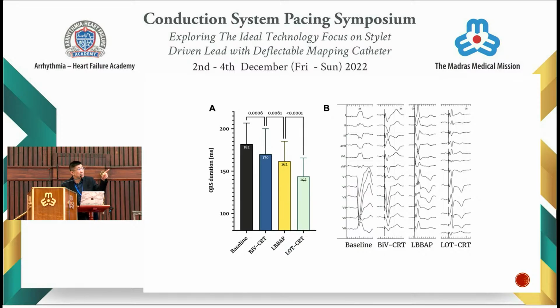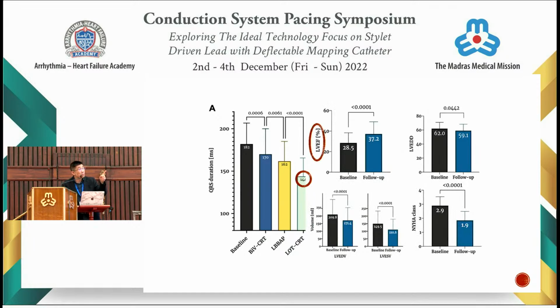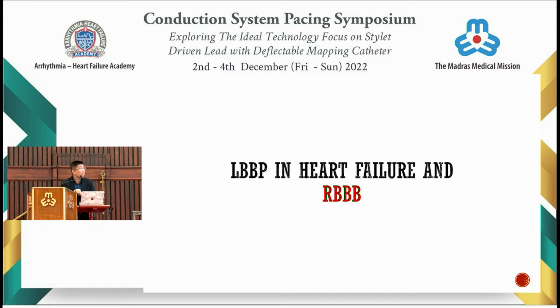Number one, by BiV CRT, you see the QRS is about 170 milliseconds. Left bundle area pacing managed to narrow it a little bit more, to about 160. But look at the QRS in LOT-CRT. They only narrow it down to about 140 milliseconds. Yet, although it's still 140 milliseconds from the baseline 180, you have improvement in EF, improvement in LV volume, NYHA class, as well as left ventricular end diastolic diameter. But again, I won't go into too much detail because that was touched on by the speaker yesterday.